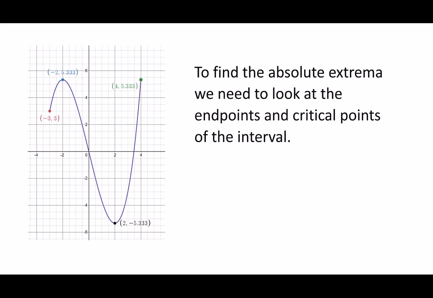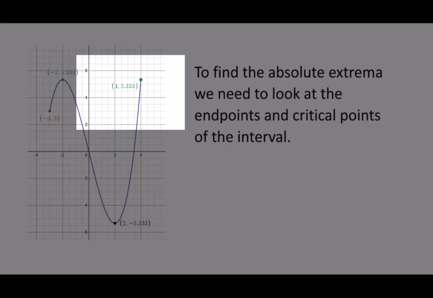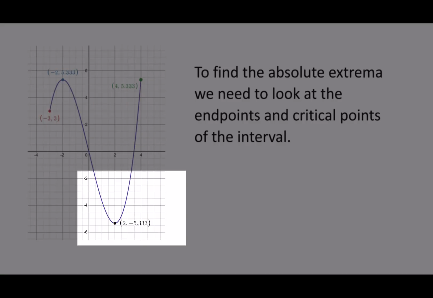So let's look at a second graph. This time, to find the absolute extrema, we need to look at the endpoints and the critical points of the interval. Our endpoints are (-3, 3) on the left and (4, 5.33) on the right. We have a critical point at (-2, 5.33), and (2, -5.33).